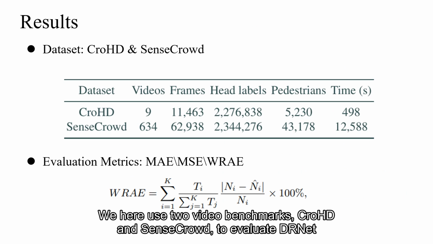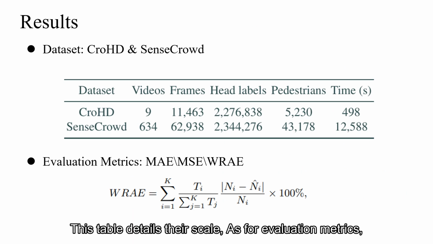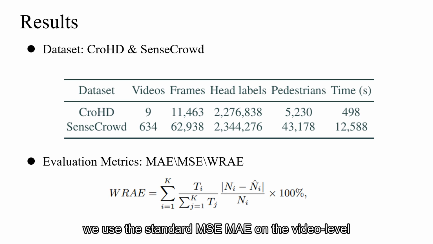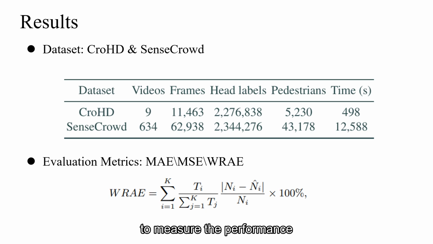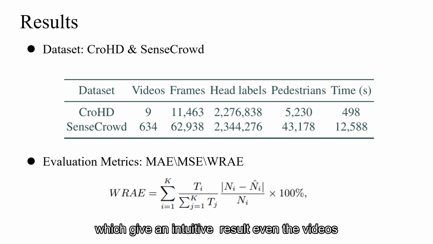We here use two video benchmarks, CroHD and SenseCrowd, to evaluate DR.VIC. This table details their scale. As for evaluation metrics, we use standard MSE and MAE on the video level. And we also define a weighted relative absolute error to measure the performance, which gives an intuitive result even when the videos are with different lengths and pedestrian numbers.